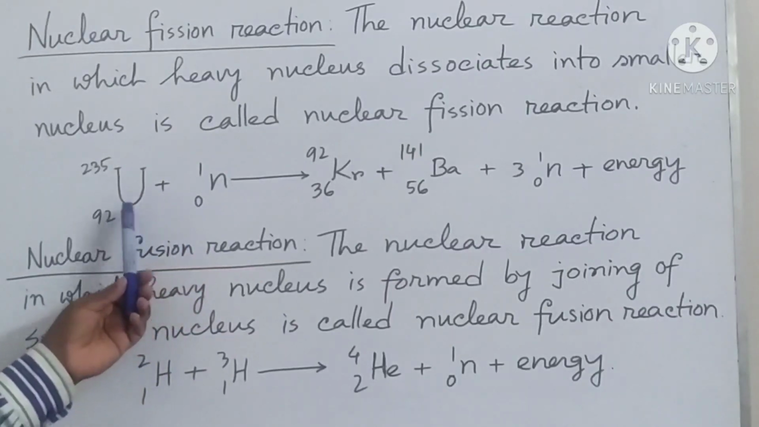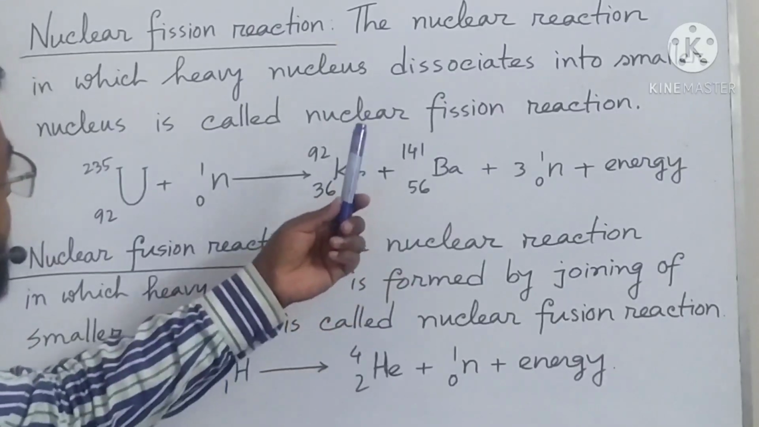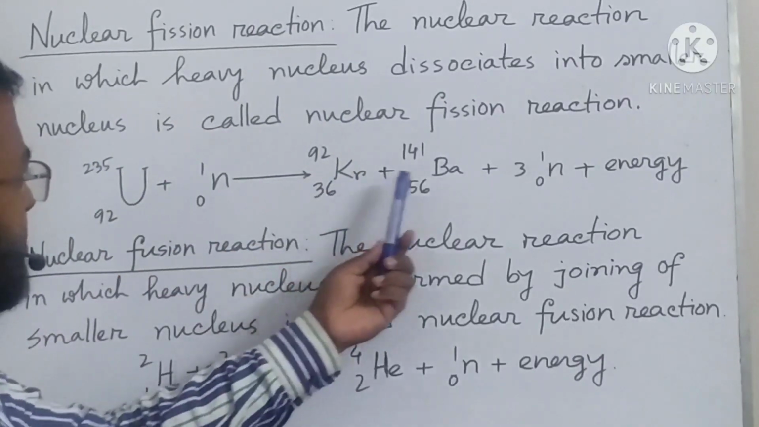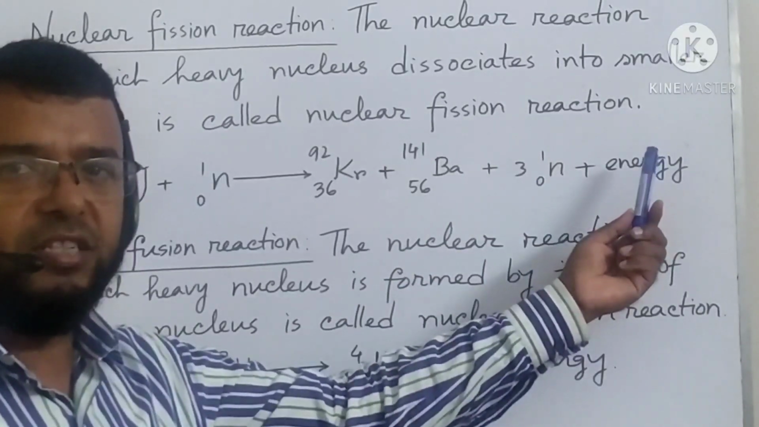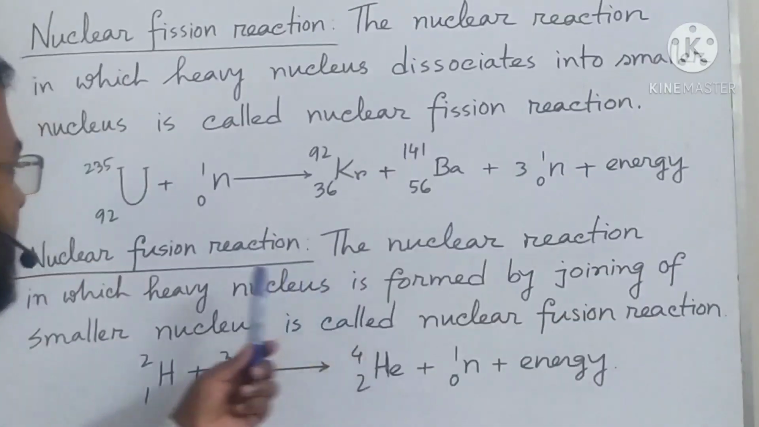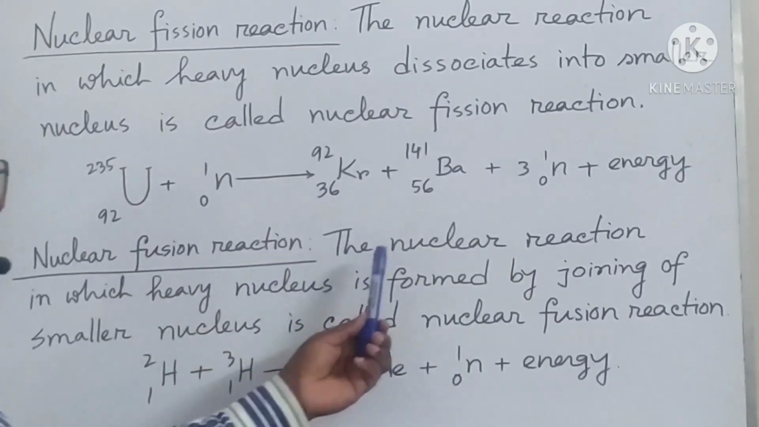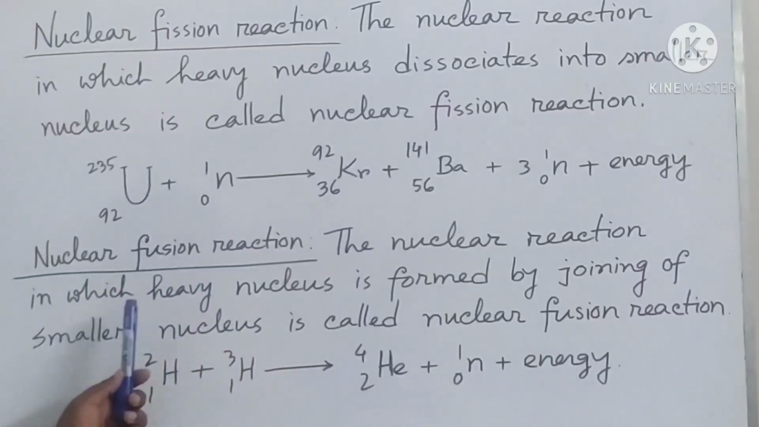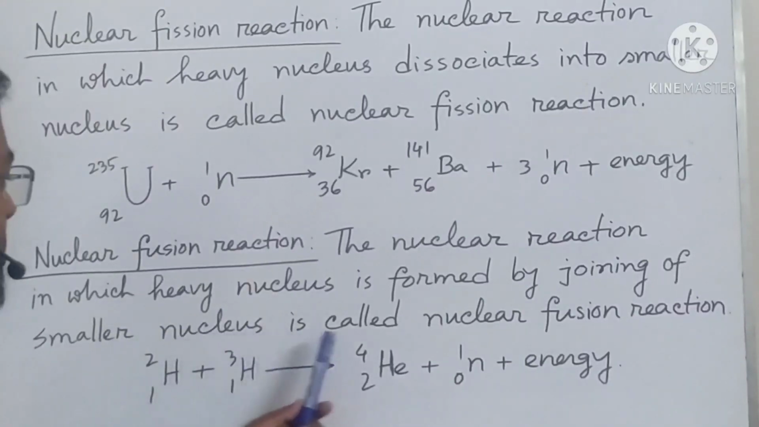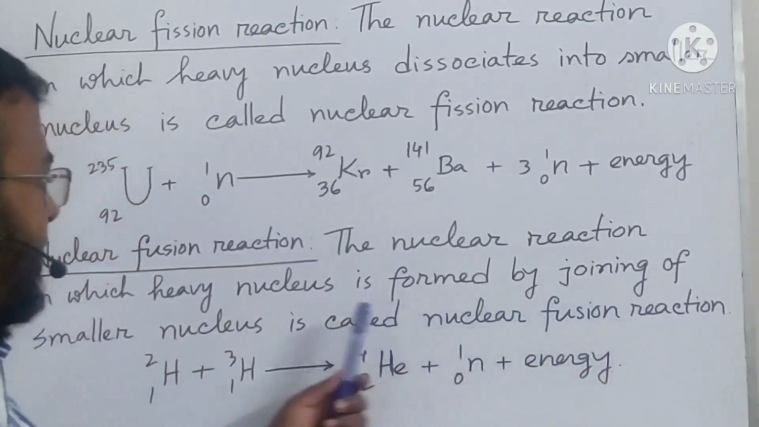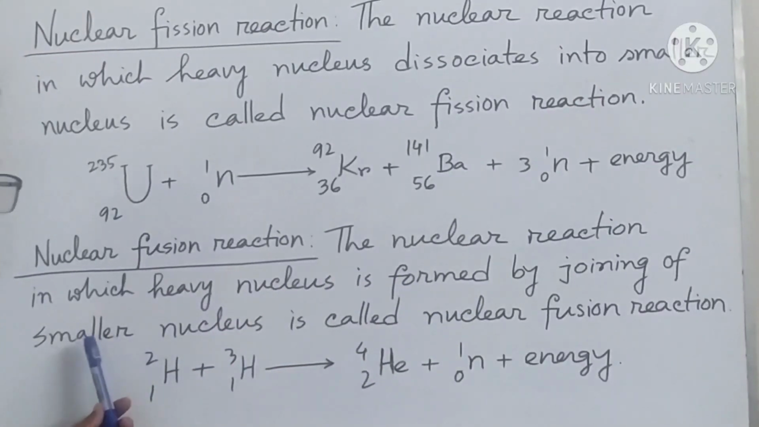Here uranium is a heavy nucleus, and now it dissociates into smaller nuclei. One is krypton, another one is barium, and 3 neutrons and a huge amount of energy are produced in this reaction. Okay, now the second one is nuclear fusion reaction. The nuclear reaction in which a heavy nucleus is formed by joining of smaller nuclei is called nuclear fusion reaction. That means here a heavy, big nucleus is formed by joining two or more smaller nuclei.